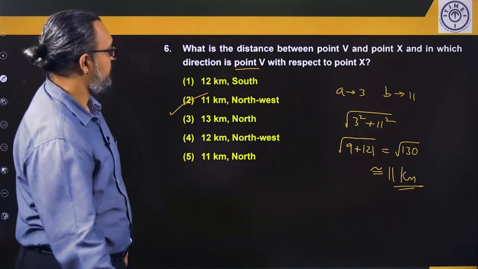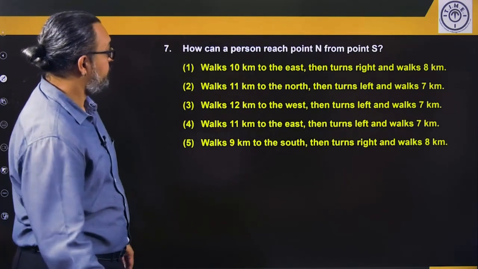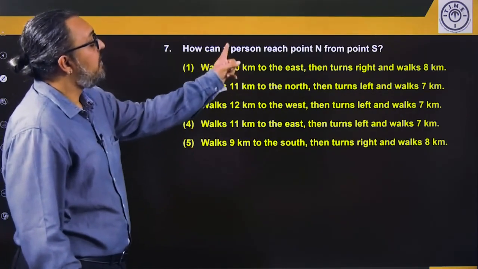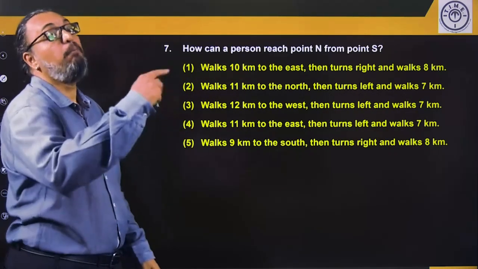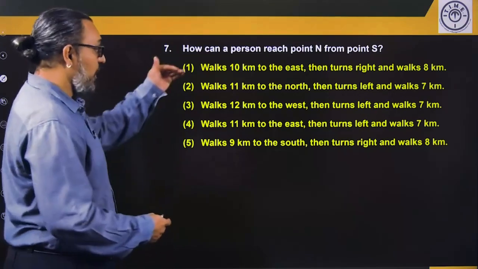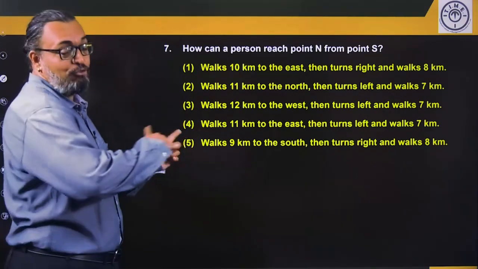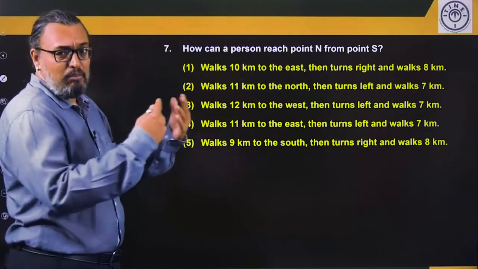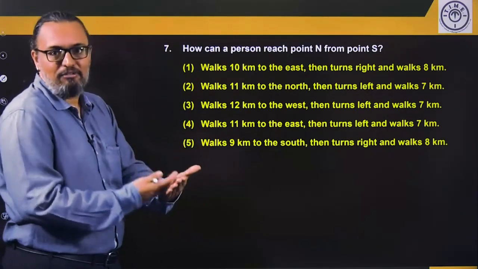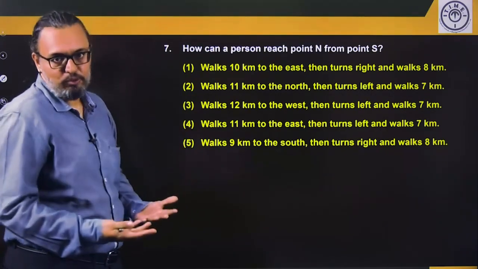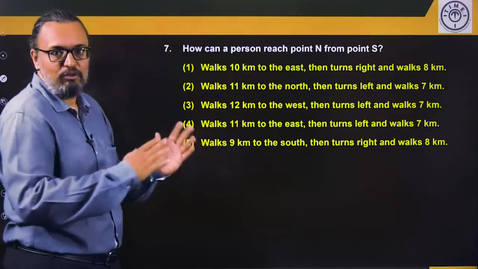Then, how can a person reach point N from point S? Okay. So, we have to go option by option. I have to keep moving the slides. But in the exam, you don't have to do it. You will have it in your rough sheet, so you can just refer to it. Here I have to keep moving backward and forward.